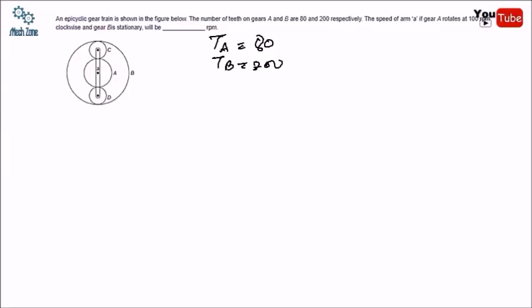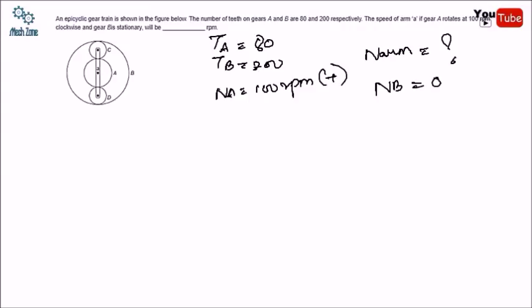We need the speed of the arm if gear A rotates at 100 rpm clockwise, so N of A has been given as 100 rpm, and since it is clockwise, we will take it as positive. It actually depends upon your convention, whatever you are taking. It's not bound that you have to take clockwise as positive only or anti-clockwise as negative. So we have to find out N of arm. And gear B is stationary, which means N of B is equal to 0 rpm. Now here also we will prepare a table.